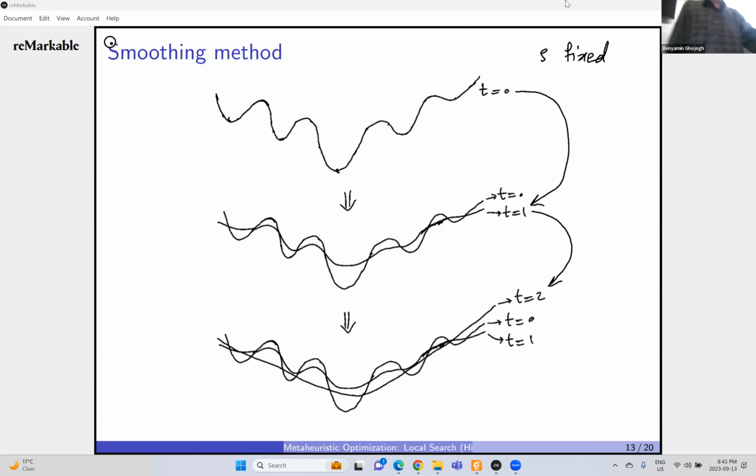Even if S is fixed, this behavior holds. Why? Because in t equals 1, I have a smoother version of t equals 0. Then when I smooth t equals 1, it becomes smoother again. It becomes smoother and smoother and smoother. Yes.